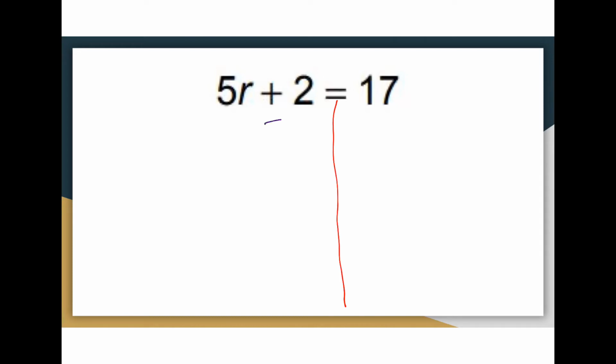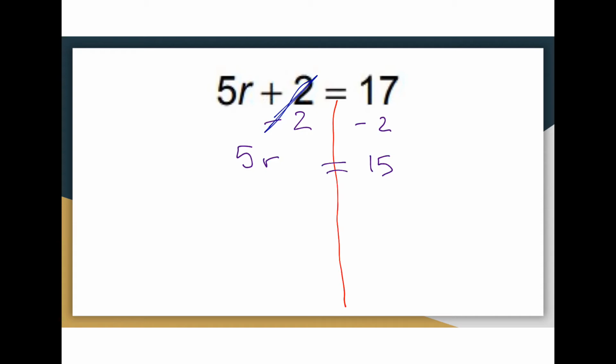So when we have a positive 2, we subtract 2, and when I do it to one side, we have to do it to the other side. So now here, these 2's are going to cancel, which leaves me with just a 5r. And 17 minus 2, that is 15. So we have 5r equals 15.